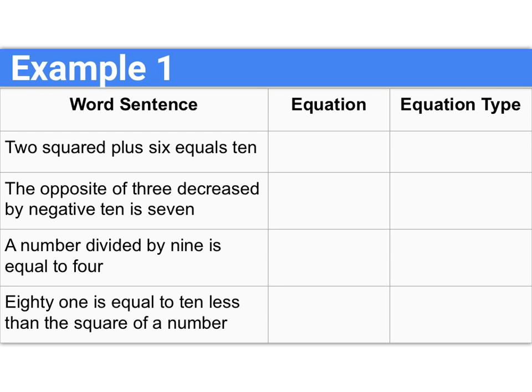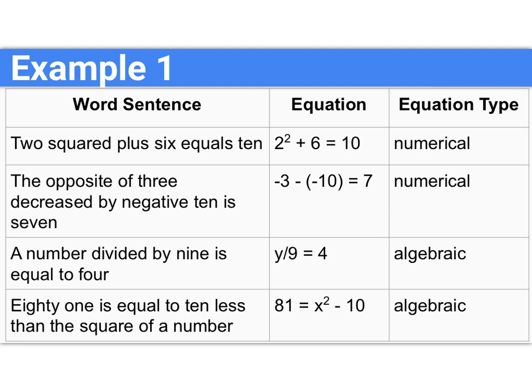So let's look for our keywords. Equals means equals, means equals, is equal, and then is equal again. A number divided by 9 is equal to 4. 81 is equal to 10 less than the square of a number. So let's look at our answers on the next page.